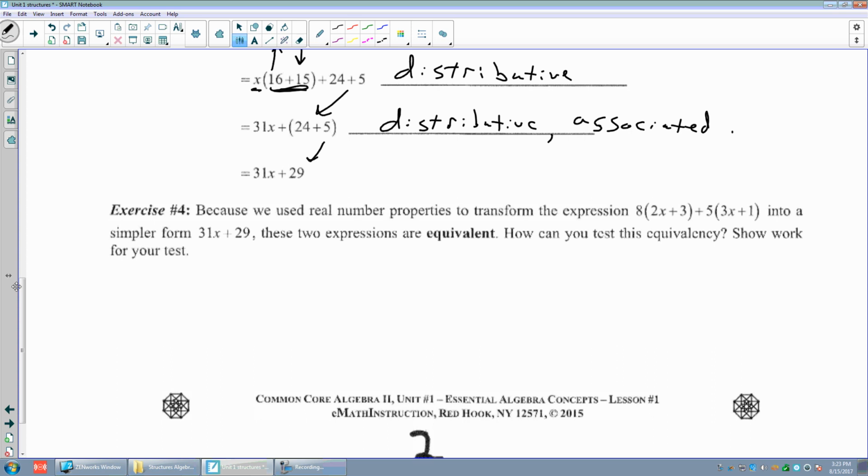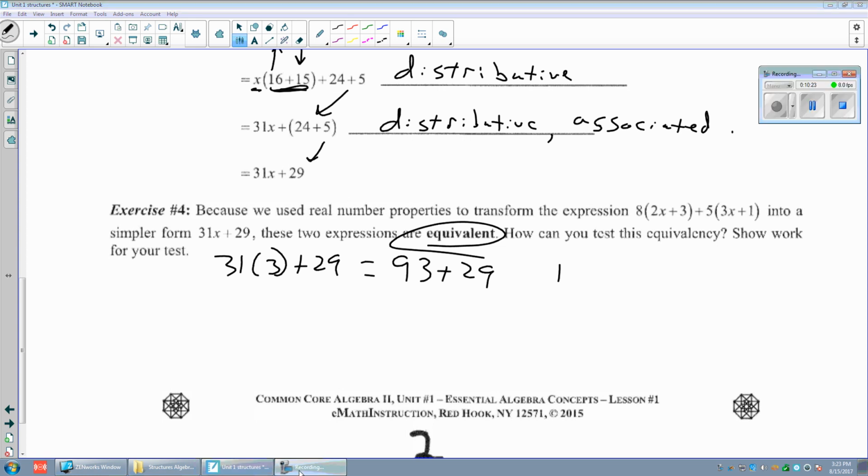Because we use real number properties to transform that expression into a simpler form of 31x plus 29, these two expressions are equivalent. How can you test this equivalency? Let me see. Pick any number but -1, 0, 1, and 2. So pick 3. 31 times 3 plus 29 equals 93 plus 29. And then when we add those together, we get 132. Check it for me, okay?